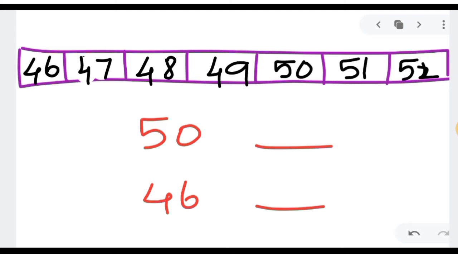Okay, let's see here. Find this number in this grid. 50. Where is the number 50? Yes, here. So what is the next number?